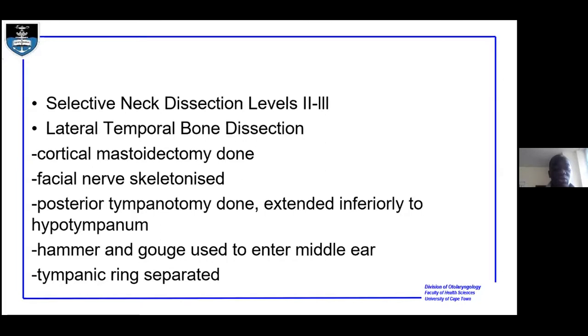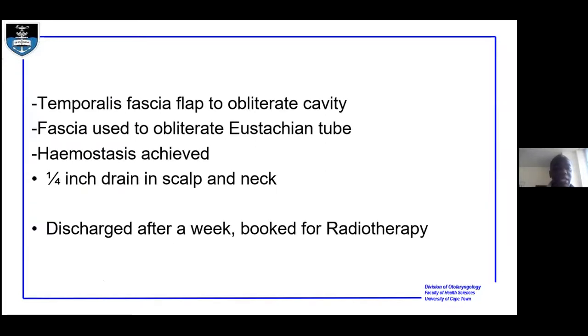The hammer and gouge was used to enter the middle ear, and the tympanic ring was separated. The temporalis fascia was used to obliterate the cavity, and the fascia was used to obliterate the eustachian tube. We achieved hemostasis and inserted a 1/4-inch drain in the scalp and the neck. The patient had a smooth postoperative course and was discharged after a week and was subsequently booked for radiotherapy.